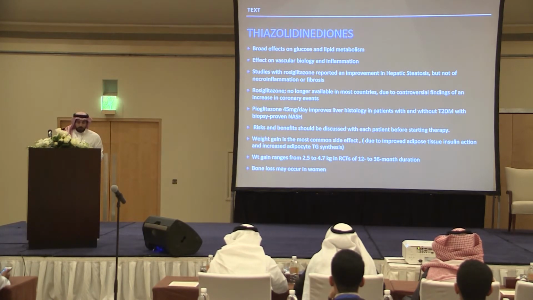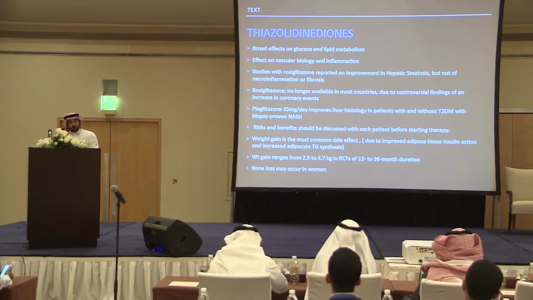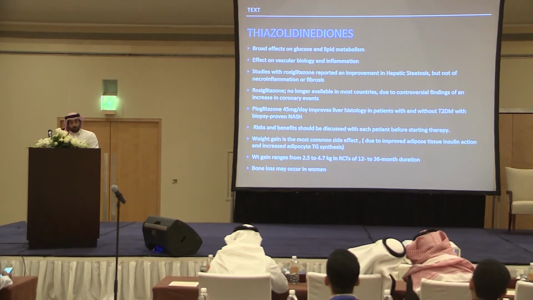On the other hand, pioglitazone, 45 milligrams a day, improves liver histology in patients with and without type 2 diabetes. Again, we should use them on biopsy-proven NASH. Risks and benefits should be discussed with each patient before starting this medication. Weight gain is the most common side effect, ranging from 2.5 to 5 kilograms in a 1 to 3 year period. Bone loss is another common side effect, and it occurs mostly in women.